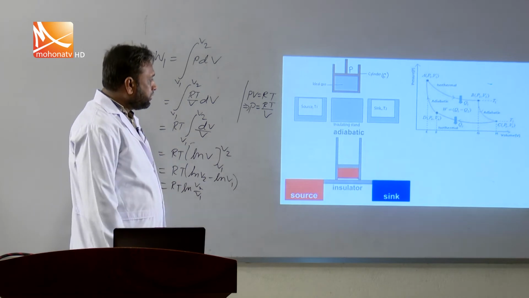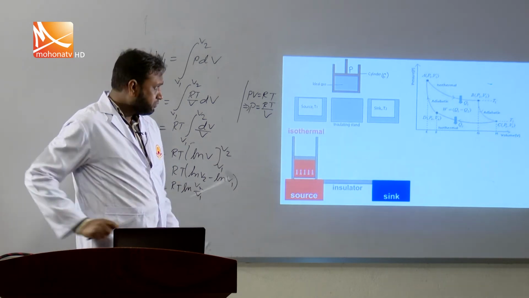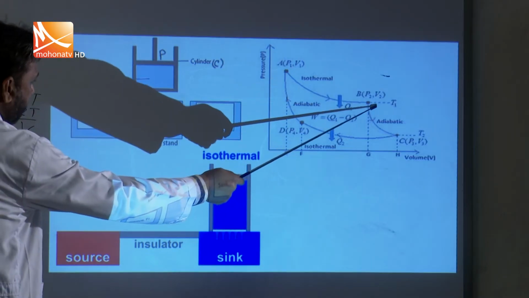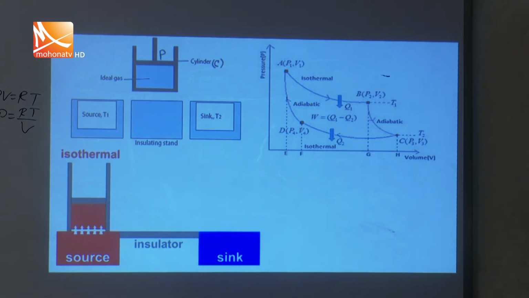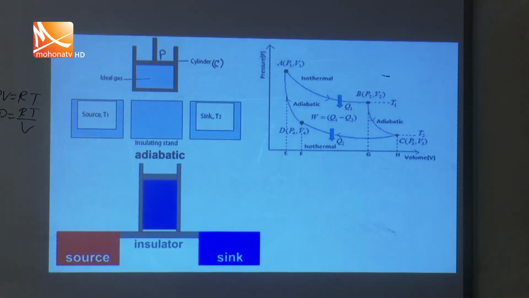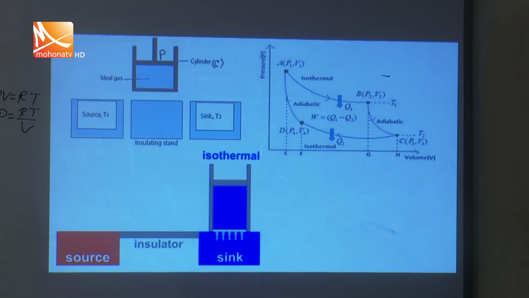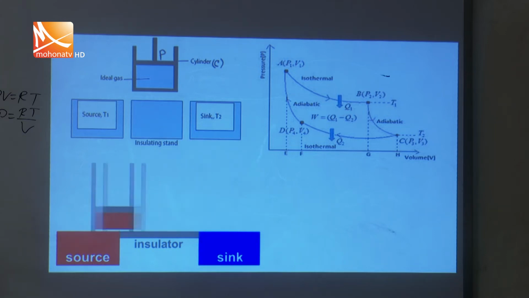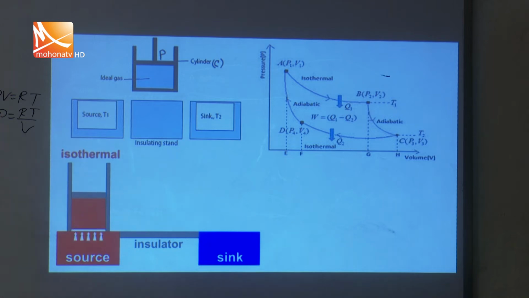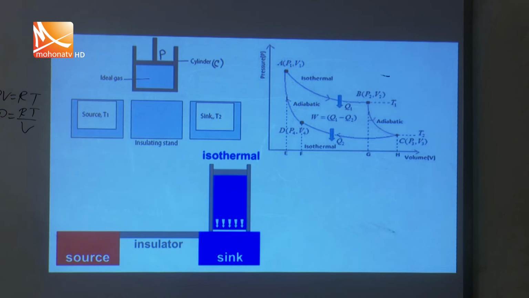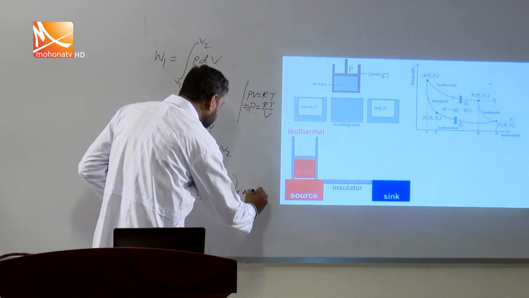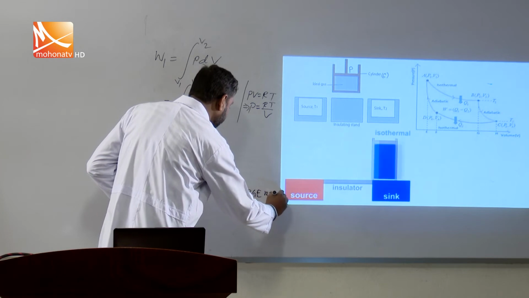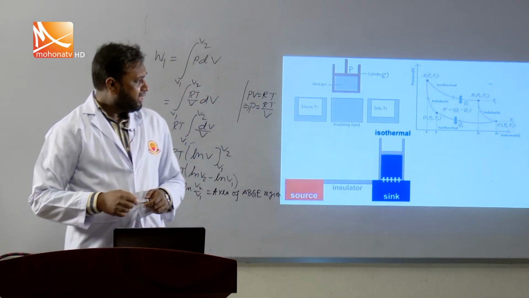And you can see it shown in the graph here. The work done for AB is the area of the region ABGE. Okay.